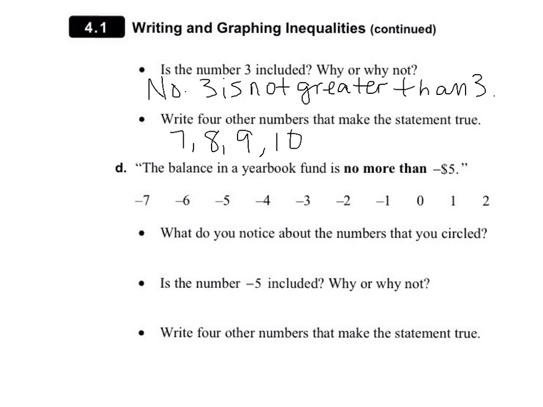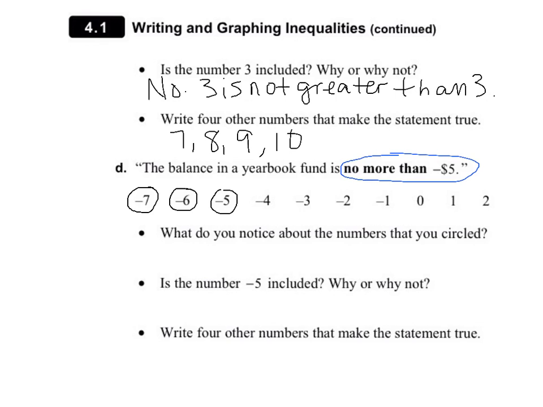So our last question is letter D, and it says that the balance in the yearbook fund is no more than negative $5. So if the balance is no more than negative $5, that means that the balance can be negative $5, but it can't be more than that. It can't be negative 4 or anything to the right of that, but it can be anything to the left. It can be negative $6 or negative $7.